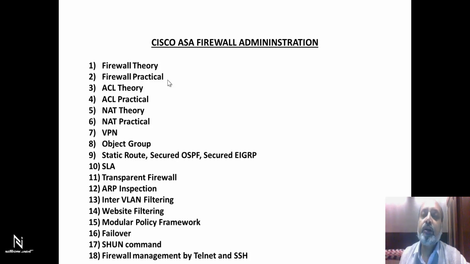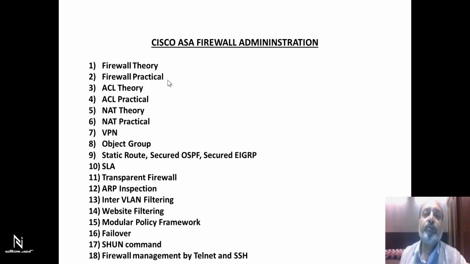Then website filtering. This is a very, very interesting topic, because in most cases, for basic level firewalls, we filter on the basis of IP address, which is the packet filtering process, where the main filtering criteria are source IP address and destination IP address, plus we can also specify the transport layer protocol. That's all.